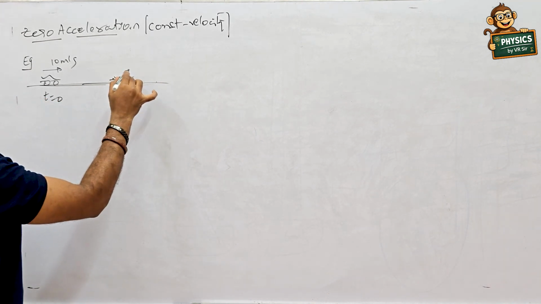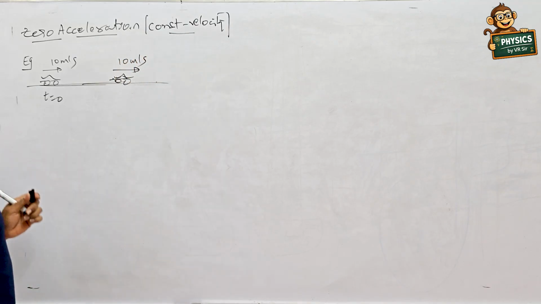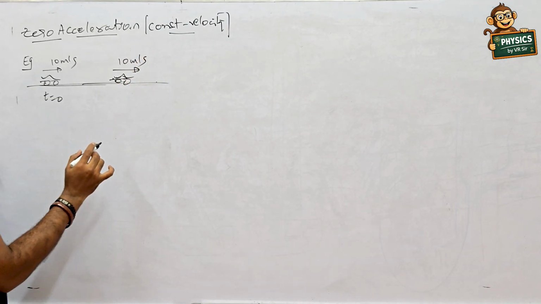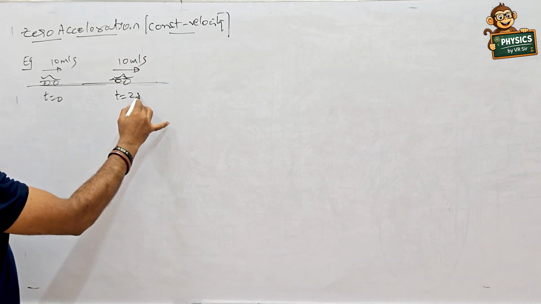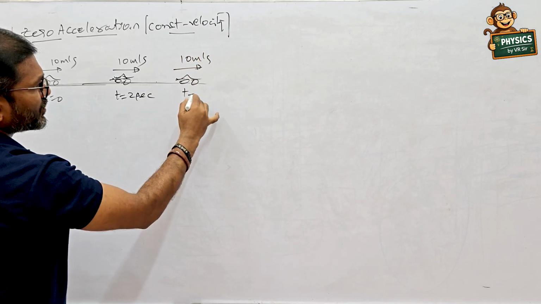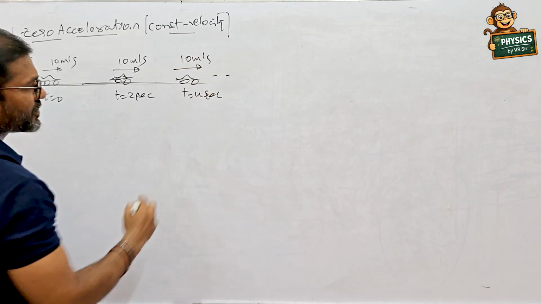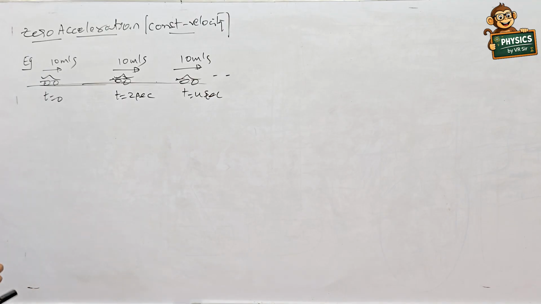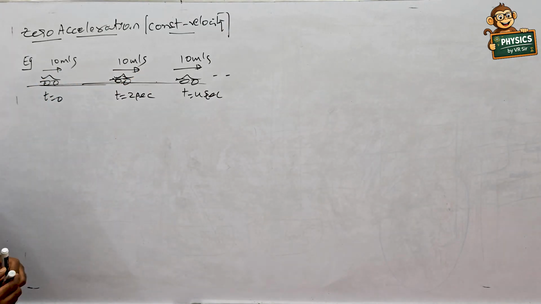Now, after some time, when you observe, the velocity is constant. The value is the same, 10 meters per second after 2 seconds. Now again, it is maintaining 10 meters per second after 4 seconds and so on. So one thing we can observe here, there is no change in the velocity. So in that case, what are the numericals they can give us?